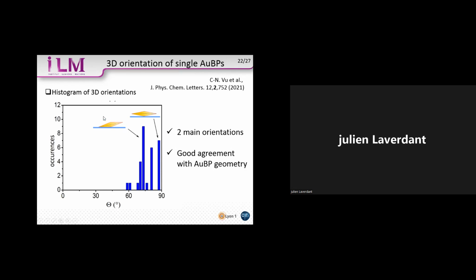The bipyramids are surrounded by ligands. And these ligands, in fact, are CTAB. And CTAB, when you deposit the bipyramids on the glass substrate, due to the interaction with the ligands on the surface, you can have two main orientations of the bipyramid, which I show here in these two schemes. So it's very important for us to know the orientation.